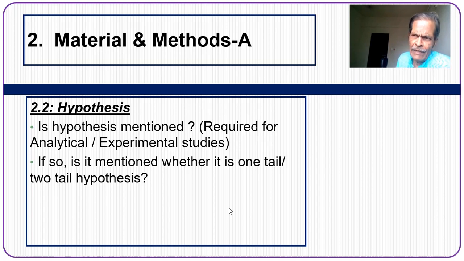In fact, in the end, one should find out whether certain hypotheses have been generated out of these studies. So in analytical and in experimental studies, the statement of hypothesis and the statement whether the hypothesis was one-tailed or two-tailed must be mentioned. In fact, if there are two research questions, there should be at least two research hypotheses. If there are three research questions, there should be at least three hypotheses in analytical and experimental types of the studies.